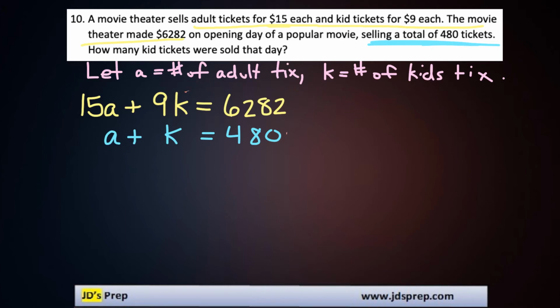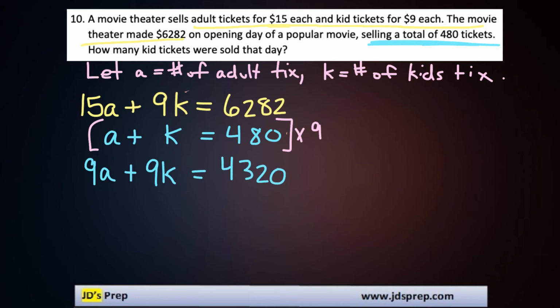In order to do that, first we need both of these K's to have the same coefficient. So we can do that by multiplying this entire equation by 9. And then it would become 9A plus 9K equals 4,320. What I'm going to do now is take this first yellow equation and subtract this equation from it. So you can kind of ignore that one there.